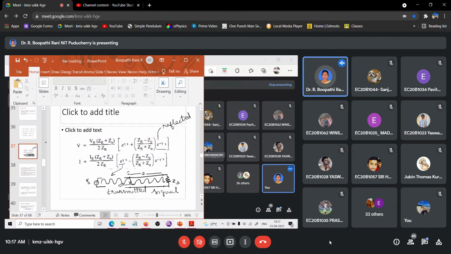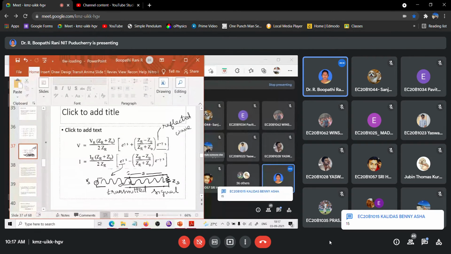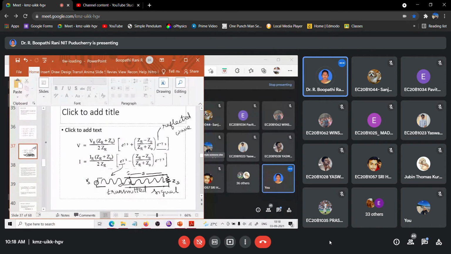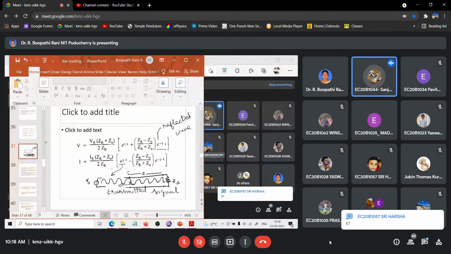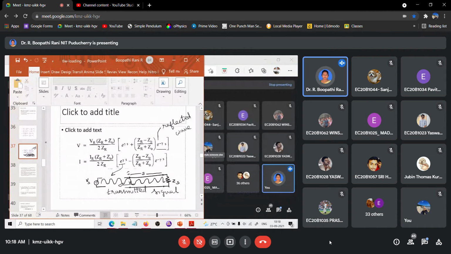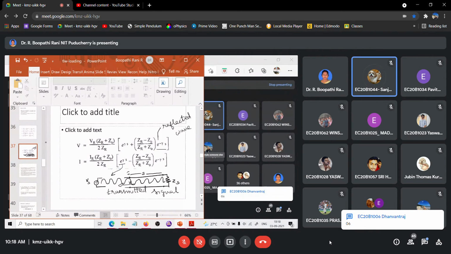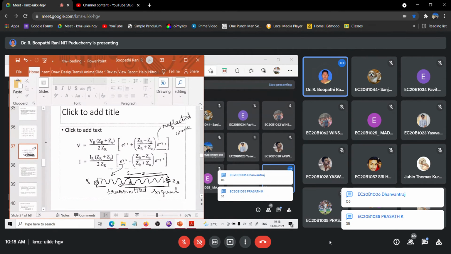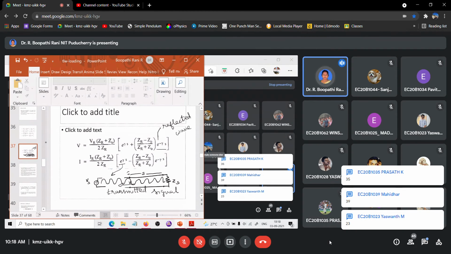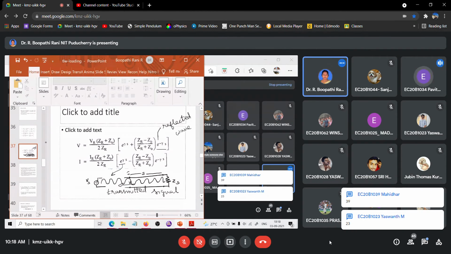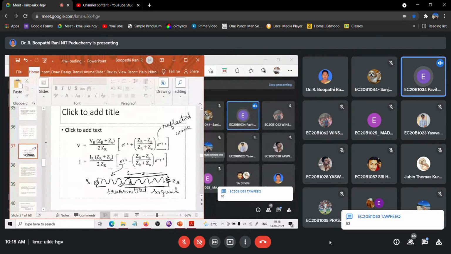So when will the reflected wave be zero? Can you tell? When will the reflected wave be zero? LG minus RC is equal to 0, ma'am. When LG is equal to RC, that is for a distortionless line. Ma'am, then ZR is equal to 0. So ZR is equal to Z0.